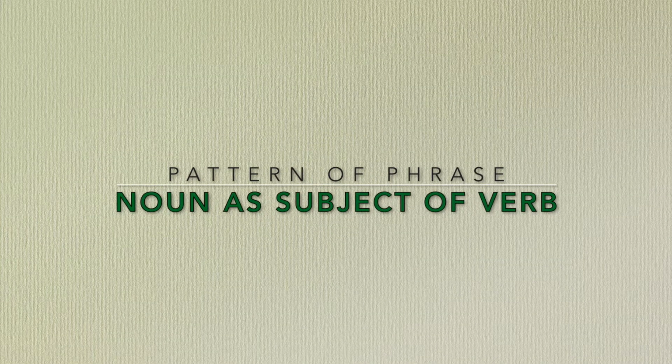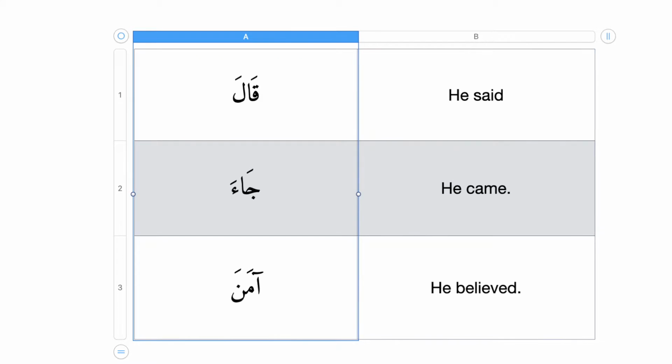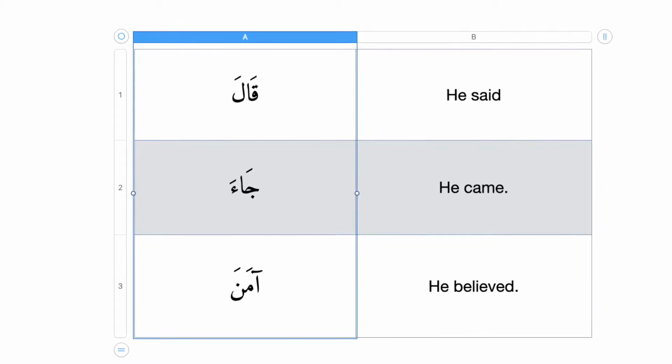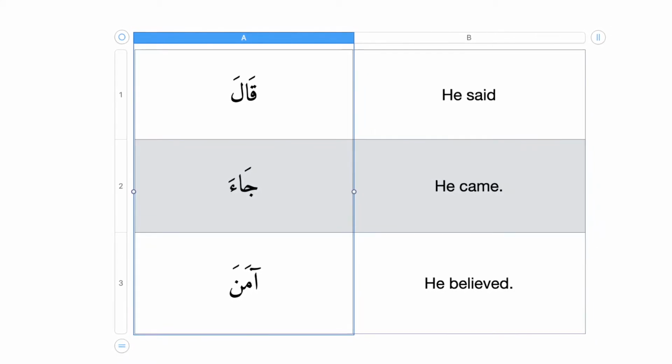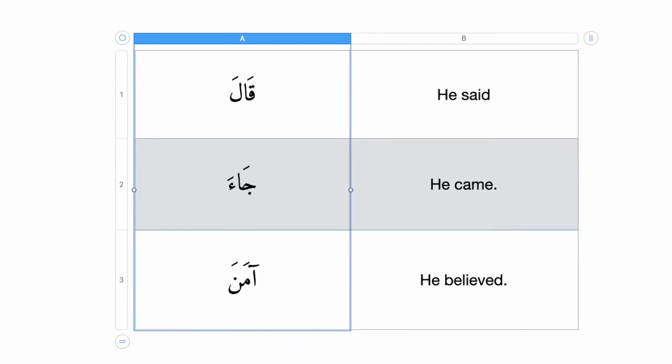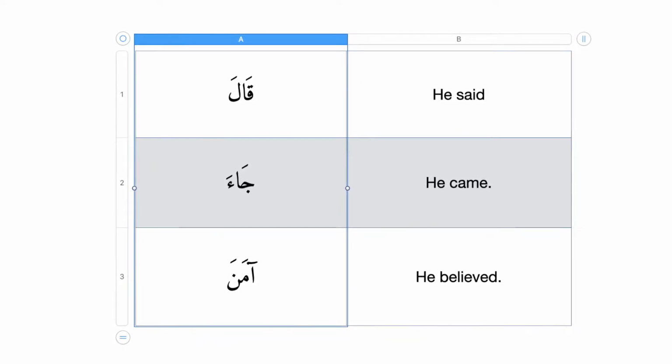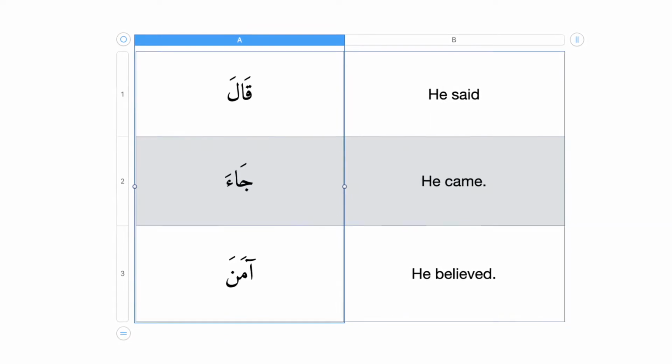Let's learn one pattern for phrases. Let's see some examples. These examples show when pronouns are the subject of the verb. Let's read the first column. He said, he came, he believed. In all these sentences, the pronoun is the subject of the verb.